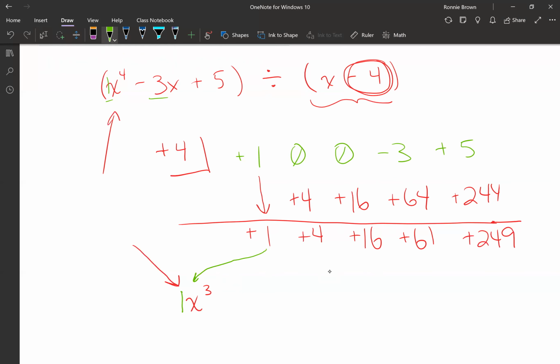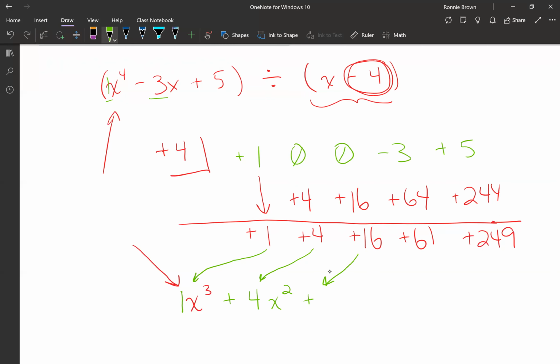So that 1 goes right there in front of the x to the third power. And then you're just going to write it in descending order. So plus 4x to the second power, right? What do you think's next? X to the first power, right?